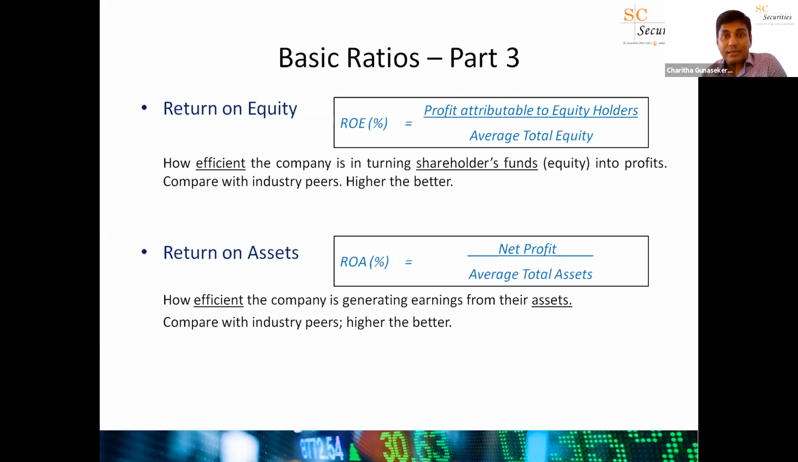Earlier one was return on equity, right? So equity is the investment the shareholders have made in the business, right? Second one is return on assets. So you take the net profit, not profit attributable to equity shareholders. You take the whole thing, net profit as a percentage of the total assets that are being utilized in the business, return on assets. So these are two profitability ratios which are important for you to interpret.